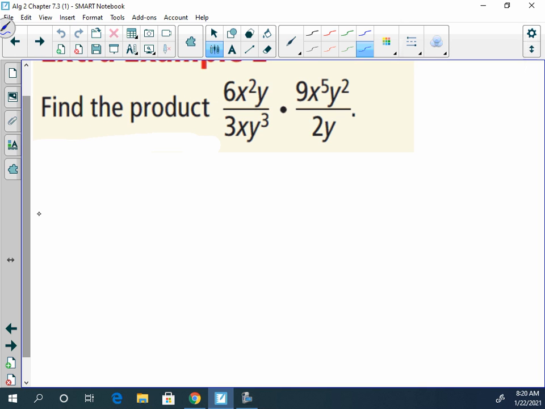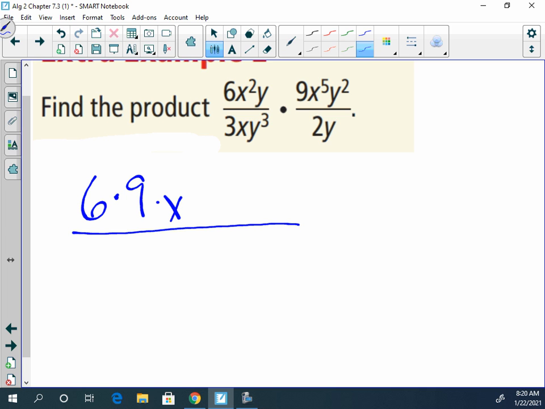So what we're going to be multiplying as well, on the top, we're multiplying the numerators together. So we would have our 6 times 9. X squared and x to the 5th are like terms, so they'll be multiplied together. And then we have y and y squared, because those are like terms. So those are going to be multiplied together.